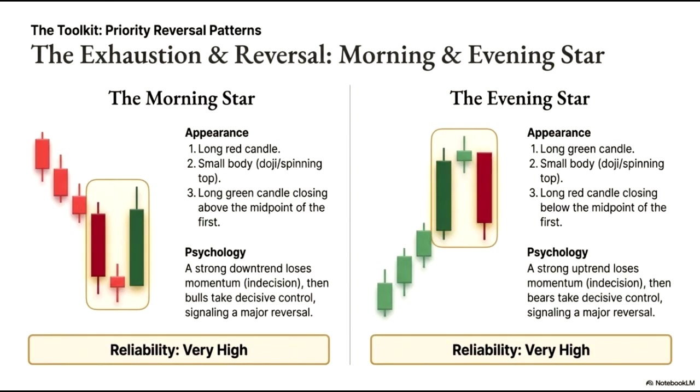The evening star, on the right, is the bearish mirror image. After a strong uptrend, we see a long green candle, a small middle candle showing hesitation, and finally a long red candle closing well into the body of the first.